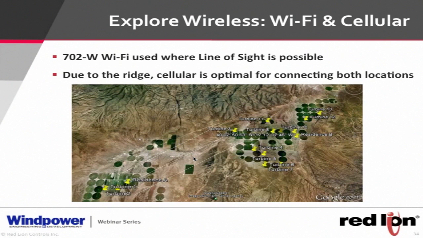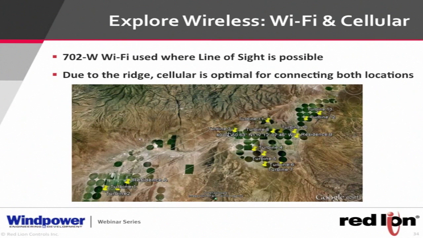So we were able to do the analysis and do the link budget calculations to tell them what kind of equipment you would need to go from resident A over to turbine 3 and pass traffic at a distance of 7 miles. There are different antennas that we have with our wireless devices, but we can do that.